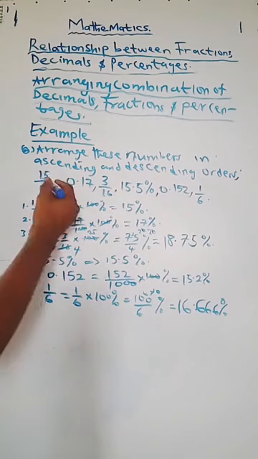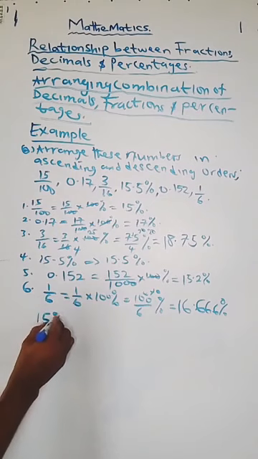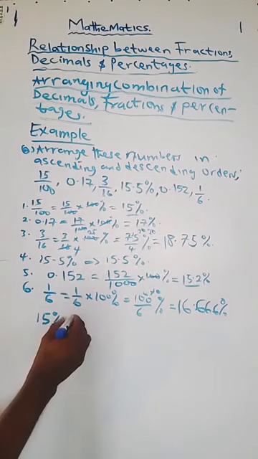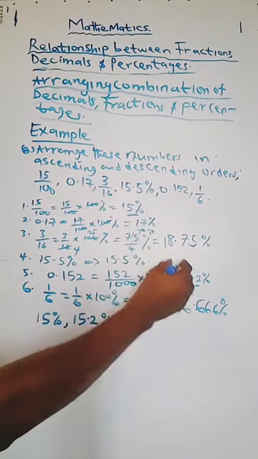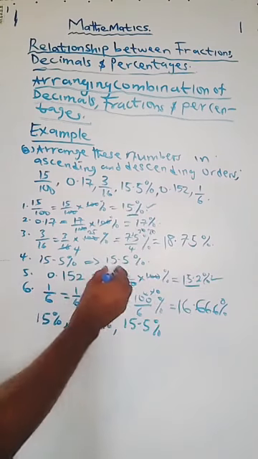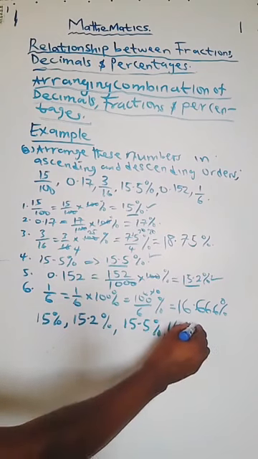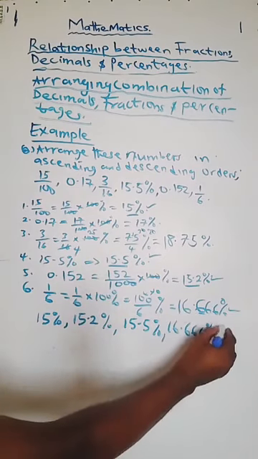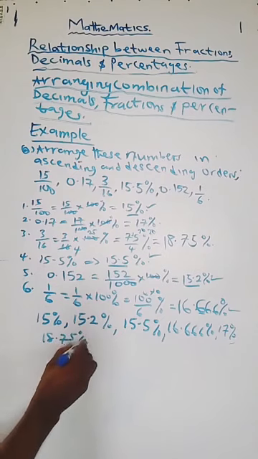So let's arrange them in ascending order. That is from the smallest to the biggest. Which one is the smallest here? 15% is the smallest. Next we have 15.2%. Then we also have 15.5%. Then we also have 16.666%. We have 17, so the next one is 17%. And the next one is 18.75%. So that is the ascending order.